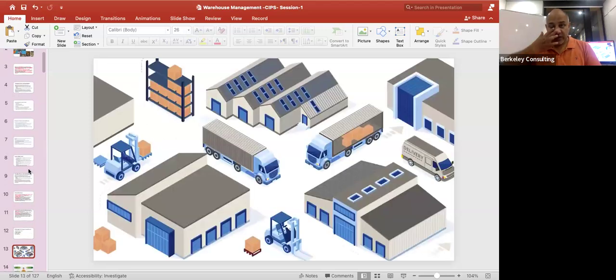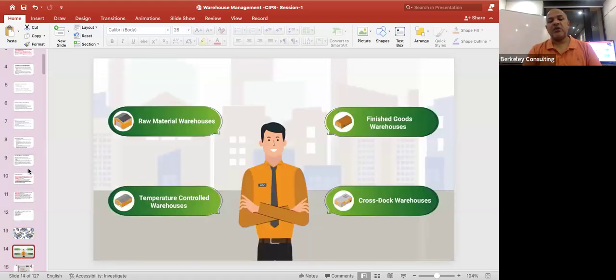Okay, when you look at this warehouse, now you will see some pictures here. So from the picture, you will get some understanding. You can see here: raw material warehouse, finished goods warehouse, cross-dock warehouse, temperature controlled warehouse. So these are the 4 areas.